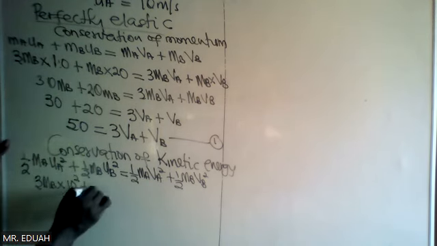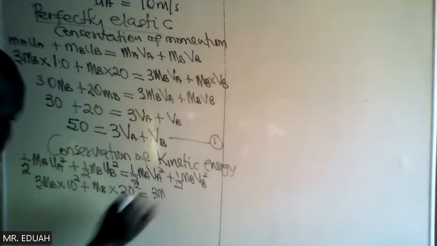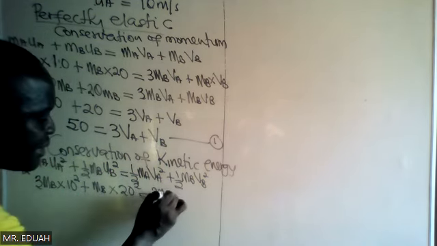plus MB, but UB is 20, so 20 squared, is equal to 3 MB VA squared plus MB VB squared.